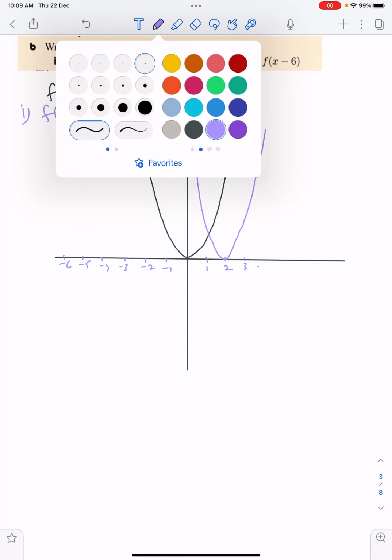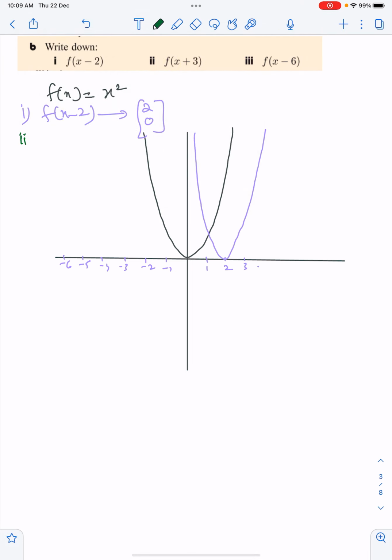Starting with the next one, this was the first one. Let's do the second one. It says f of x plus 3. That means now the graph is going to go 3 units onto the left. So it's here right now, it's going to shift 3 units onto the left. So this is going to be the graph of f of x plus 3. In this case I'm just shifting it here down.